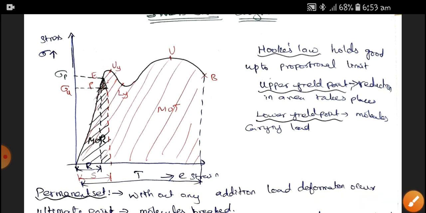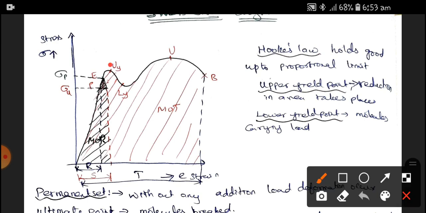So next is the upper yield point and lower yield point. So here we know that the upper yield point is somewhere here, the lower yield point is somewhere here. In the upper yield point, reduction of area takes place, and at the lower yield point, molecules are carrying the load. Here, without producing a stress or without producing a load, the material is deformed. The material is getting deformed. So that is why the curve is like this.